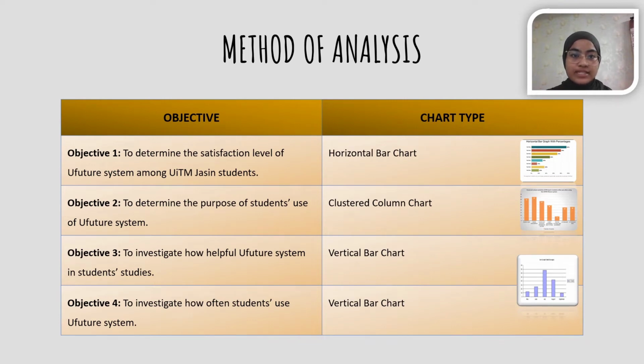For method of analysis, there are four objectives. The first objective is to determine the satisfaction level of the UiFuture system among UiTM Jasin students. The type of chart that we use for this objective is horizontal bar chart. For objective 2, to determine the purpose of students' use of the UiFuture system, we use a clustered column chart. For objective 3, to investigate how helpful the UiFuture system is in student studies, we use a vertical bar chart. And for objective 4, to investigate how often students use the UiFuture system, we use a vertical bar chart as well.